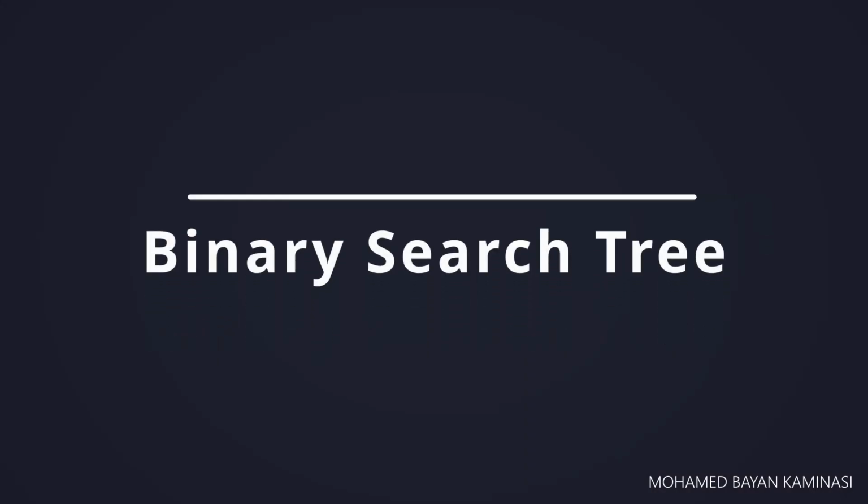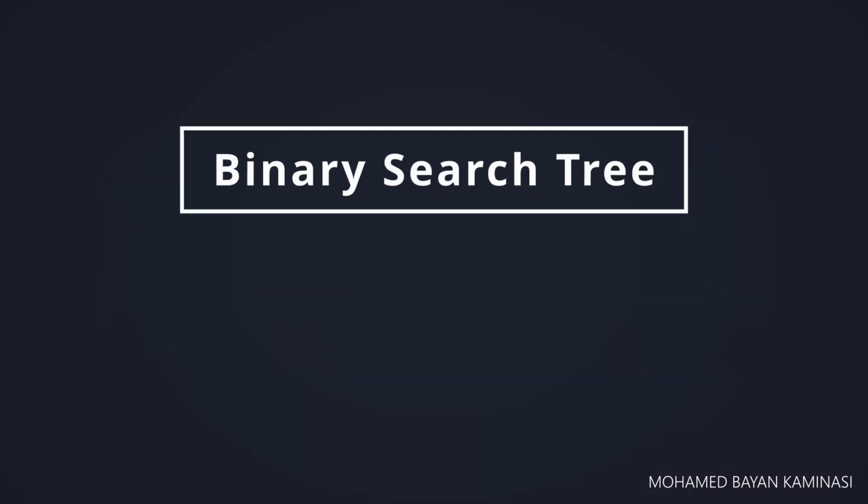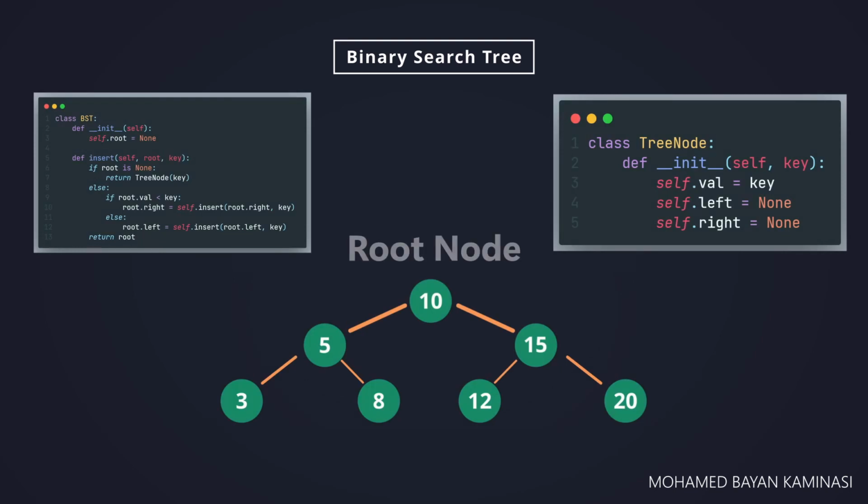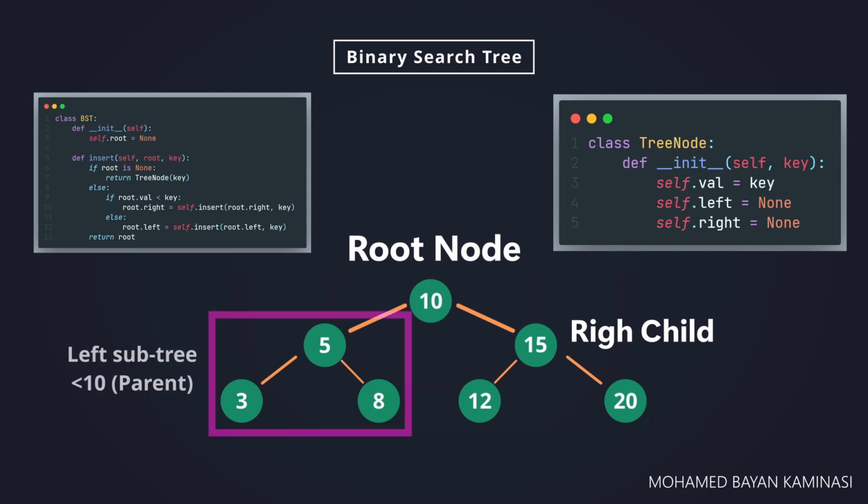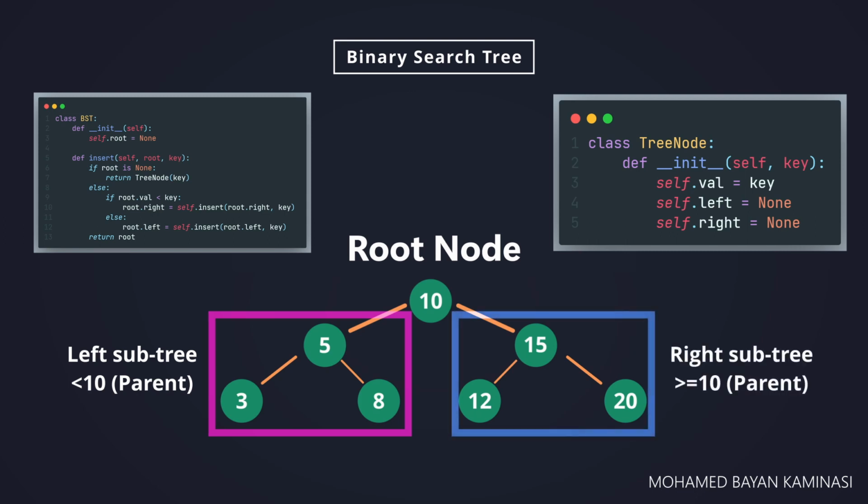Binary trees are excellent for storing and retrieving data. In a binary search tree, each node has at most two children, a left child and a right child. The key property of a BST is that for any given node, all values in its left subtree are less than the node's value, and all values in its right subtree are greater. For example, consider the following binary search tree.